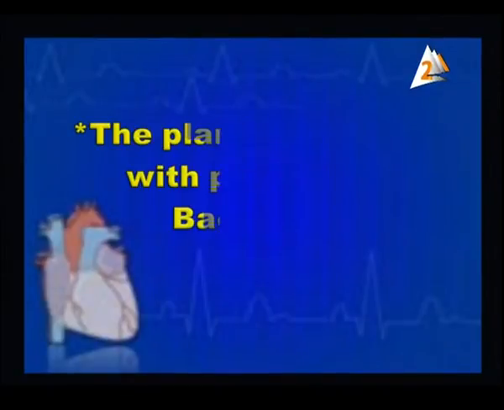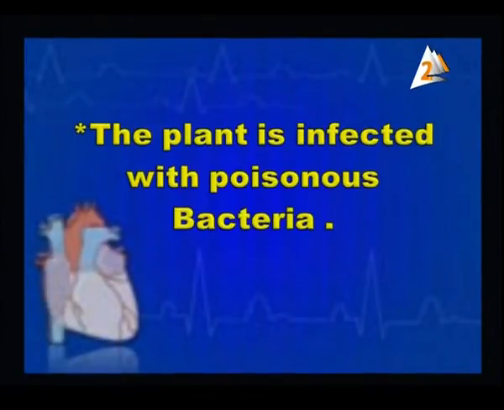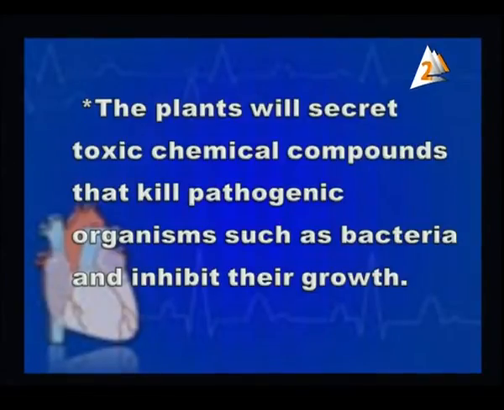The second case, the plant is infected with poisonous bacteria. The plant will secrete toxic chemical compounds that kill pathogenic organisms such as bacteria and inhibit their growth.